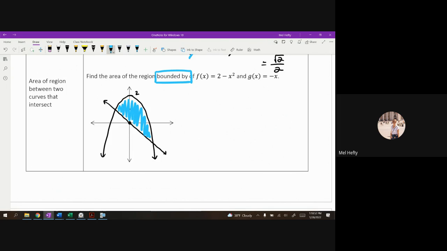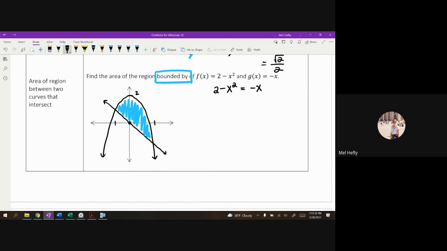Anyone have an idea how we're going to investigate those bounds that we were talking about? What do you think graphically I'm looking for? The intersection points. So I could, if I had a calculator, use the calculator to find the intersection points. How can I do that algebraically or by hand? What would I do? Set my two functions equal to each other. Wow, you guys just really came with all the answers today.